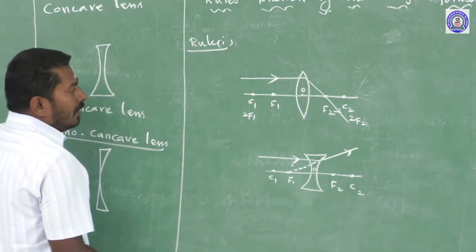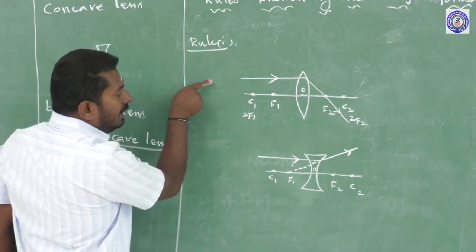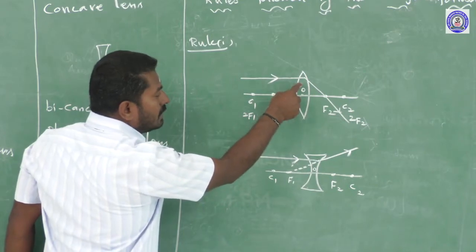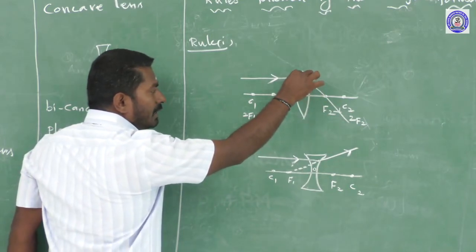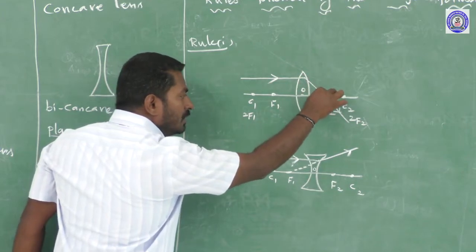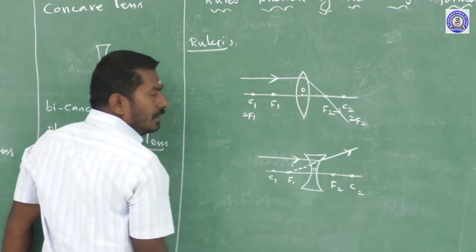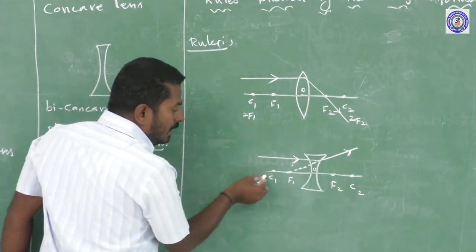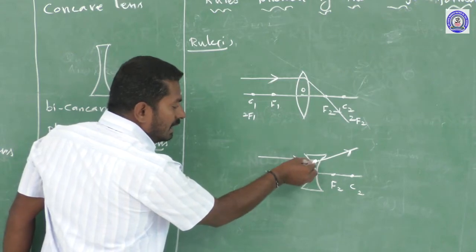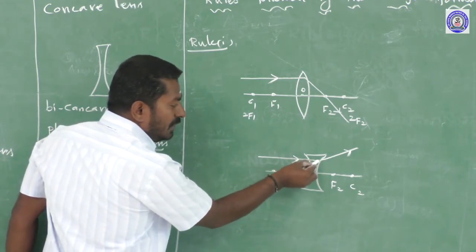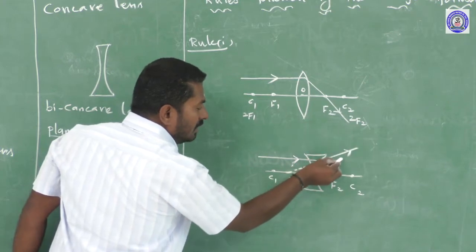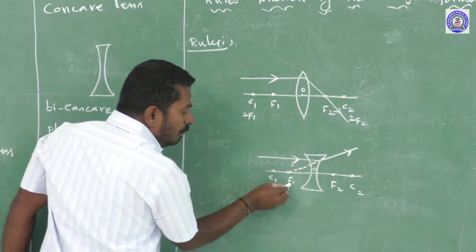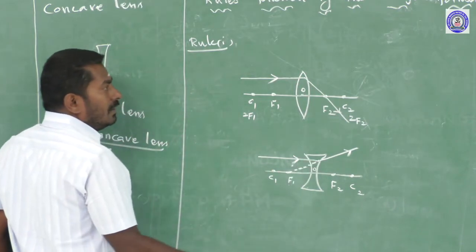In the first rule, in the case of a convex lens, when a ray of light coming from the object travels parallel to the principal axis and strikes the convex lens, refraction takes place. After refraction, the refracted ray converges to the principal focus F2. In the case of a concave lens, when a ray of light travels parallel to the principal axis and strikes a concave lens, refraction takes place. After refraction, the refracted ray moves along this direction, but it appears to diverge from the principal focal point F1. Second rule.